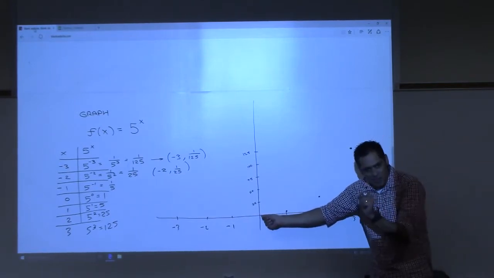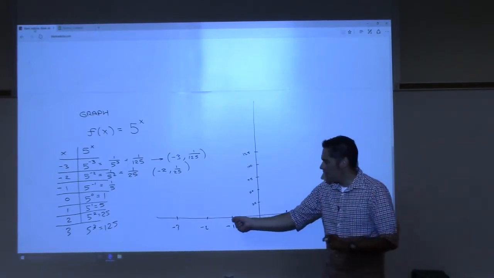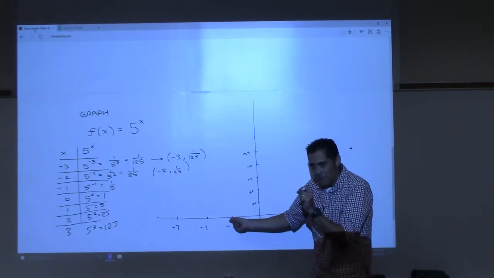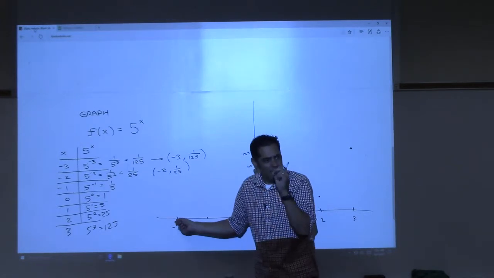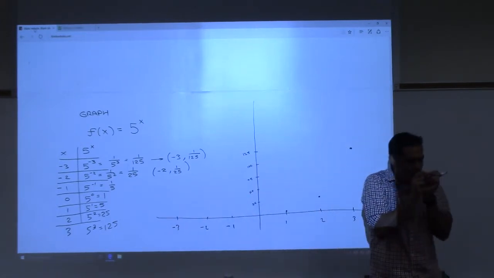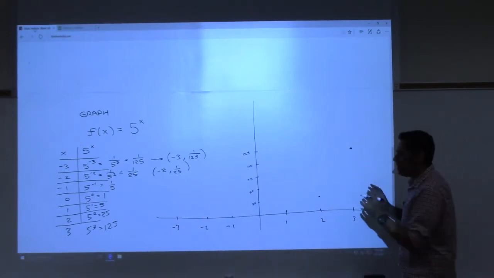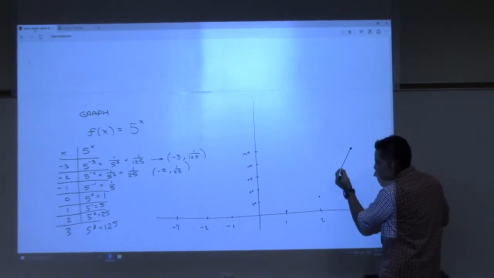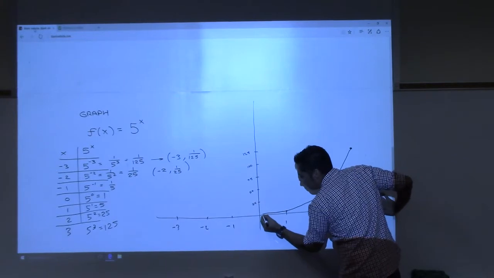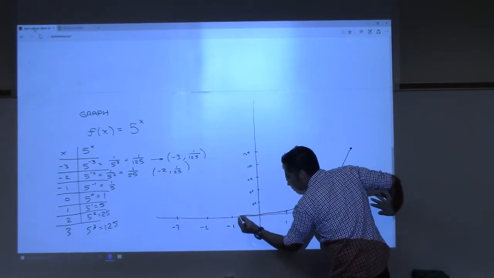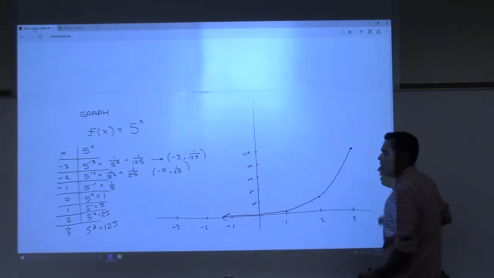0, 1, it's going to be hard to draw, right? Negative 1, 1/5. Negative 2, 1/25. Negative 3, 1 over 125. Very small, right? So what we have here is the graph is doing this. Is it ever going to touch that axis? No, it's never going to touch. So I'm going to draw a line like that.